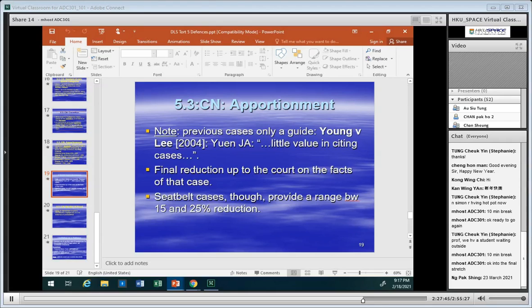Anyway, she says that the cases are only a guide, little value in citing cases, unless, of course, it's a seatbelt case. The final reduction is up to the court on the facts of a particular case, but with regard to seatbelt cases, Ho Wing Chung, you can cite that with a little bit of confidence. The court will follow that range between 15 and 25% in seatbelt cases.